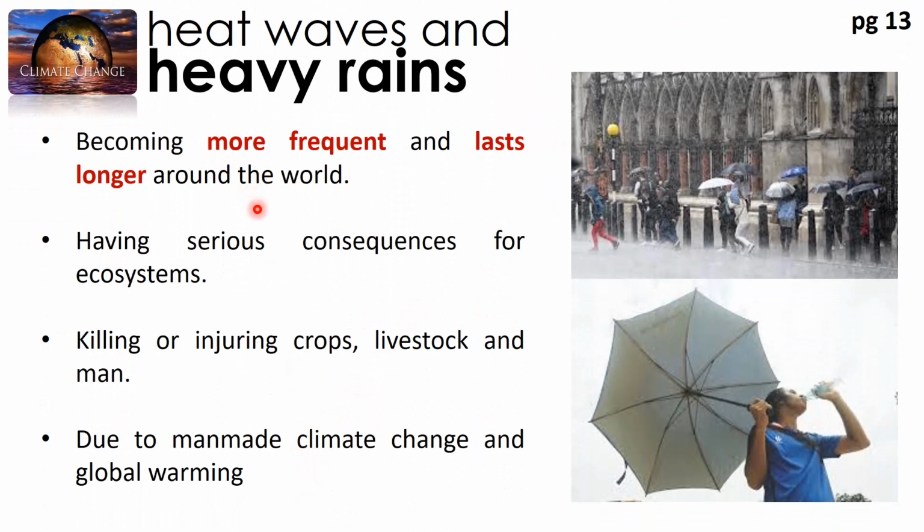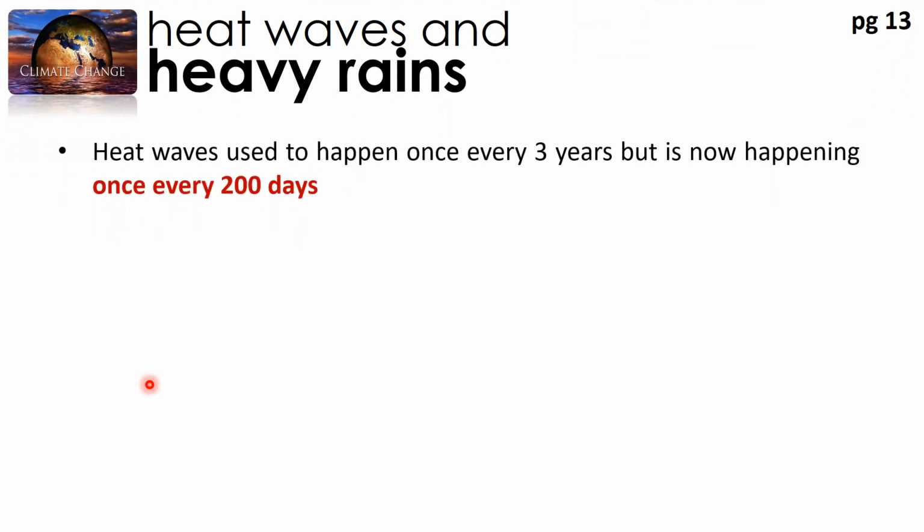So due to increased global warming, we will experience more heat waves, more frequent heat waves that will last longer, okay, as well as heavy rains that will be more frequent and last longer. So this will have serious consequences for our ecosystems, can kill, injure crops, livestock, and even us. So we have evidence for this as well.